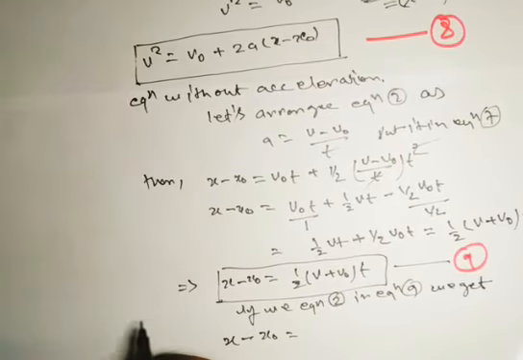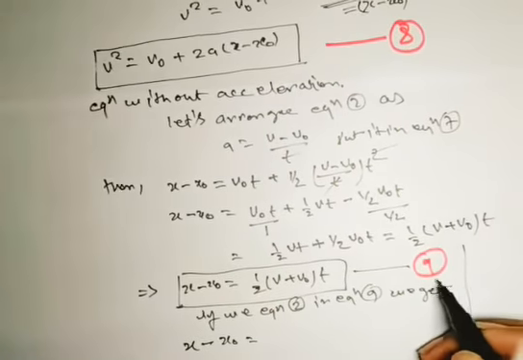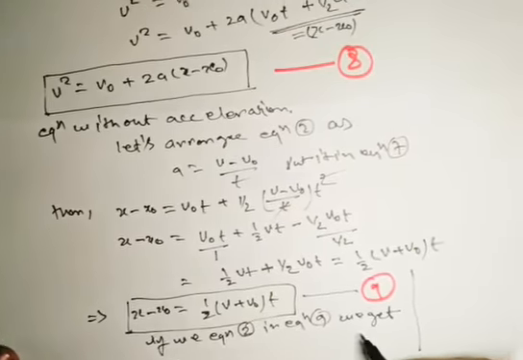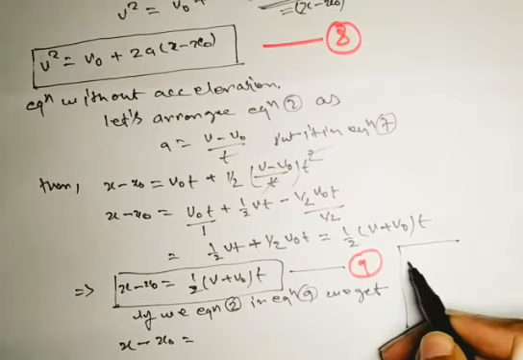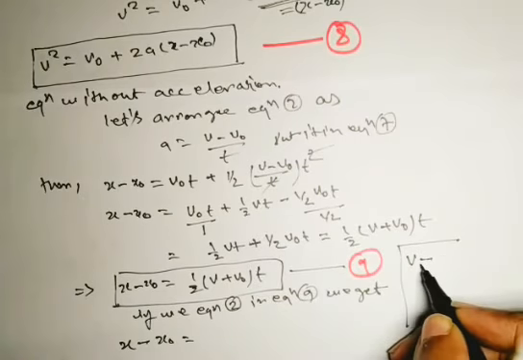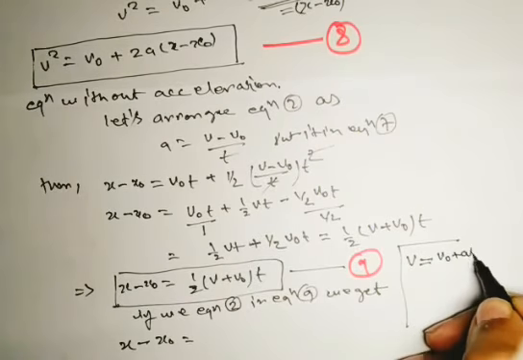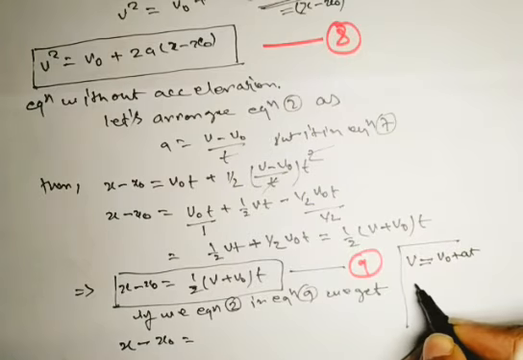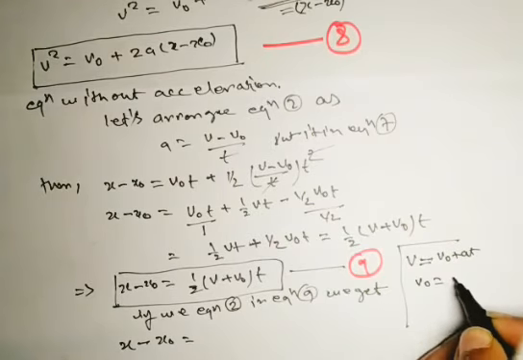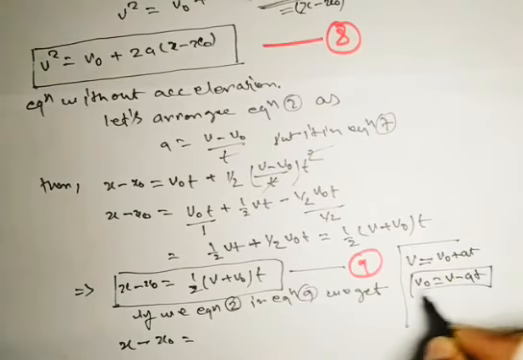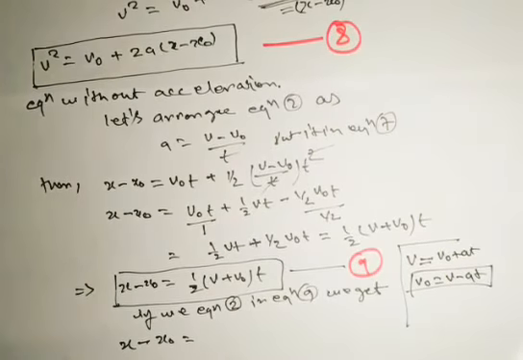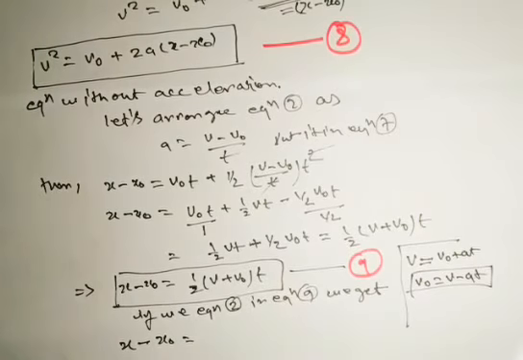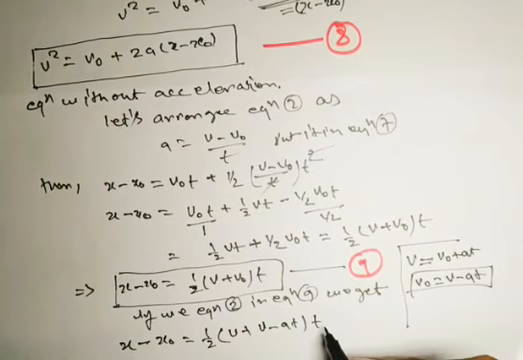if we rearrange the second equation as v equal to v naught plus at, as v naught equal to v minus at. So we are going to put the value of v naught in here. Then what do we get? Half into v plus v minus at into t.